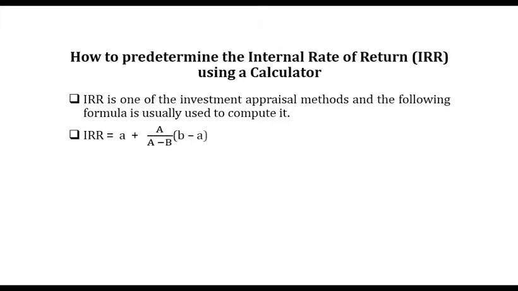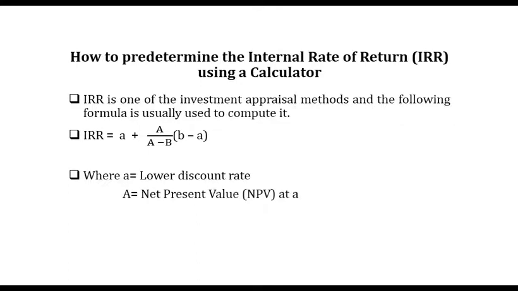Here the formula is IRR equals a plus A over A minus B times b minus a, whereby by the small a, we mean the lower discount rate. By the large A, we mean the net present value at the lower rate. Right here we are only concerned with how to identify the internal rate of return. Small b is the high discount rate, normally the rate above the internal rate of return, and a is normally the rate below the internal rate of return, and the capital B is the NPV at the higher discount rate.